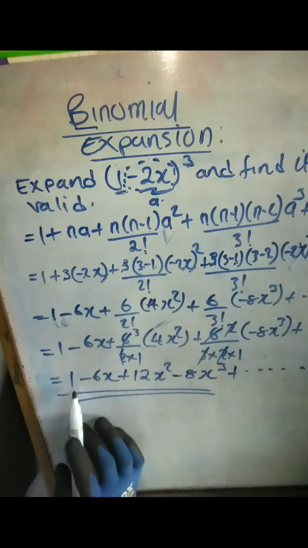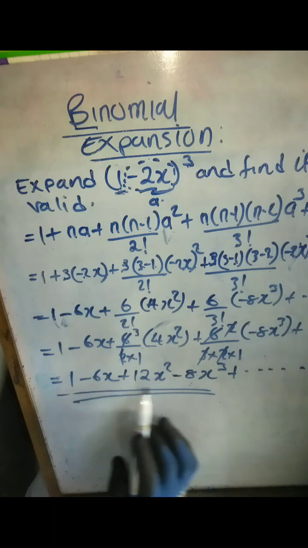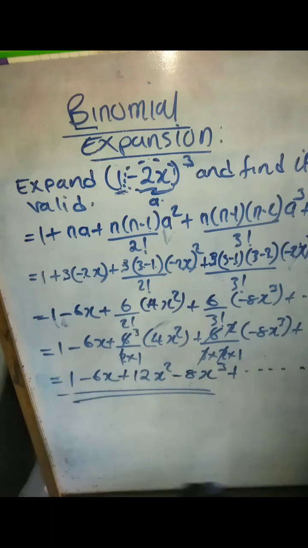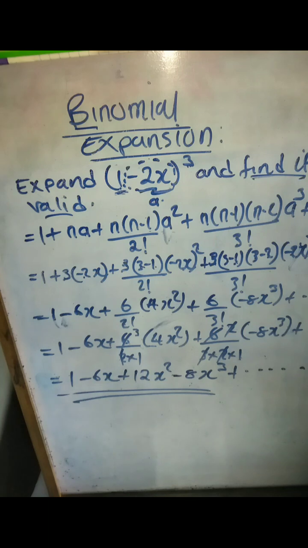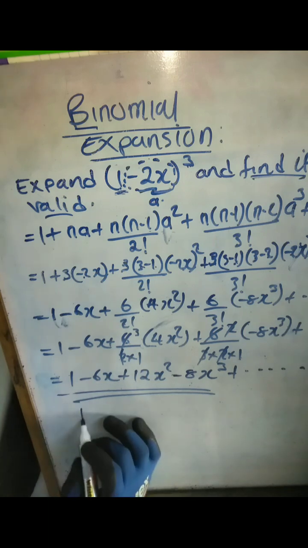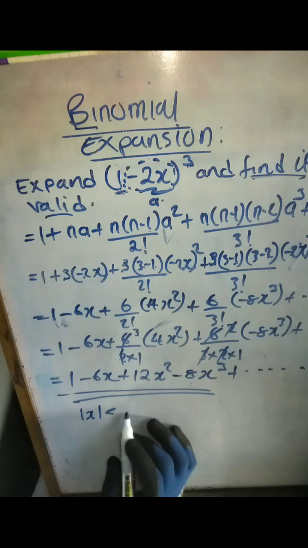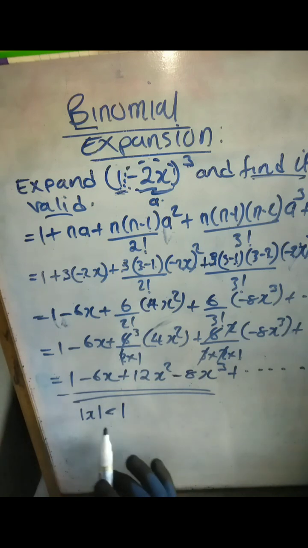This is in ascending powers of x, because the power of x is increasing by 1. Here it's x to the power 0, x to the power 1, x to the power 2, x to the power 3. Then done. Then how do you find the validity? When they say find its validity, the condition for this formula says that the absolute value must be less than 1.